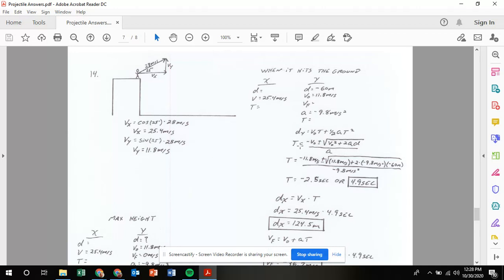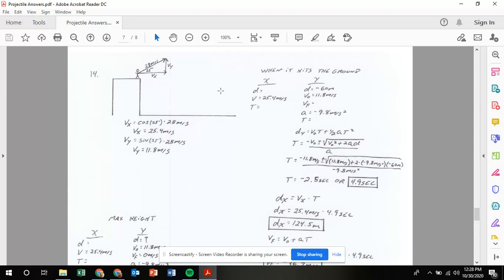The quadratic formula solving for t is t equals negative v naught plus or minus the square root of v naught squared plus 2ad, divided by a. We can plug in the numbers that we have up here in our column, plug this into our calculator, and we get two options. Either the time is negative 2.5 seconds or it's 4.9 seconds. Obviously, negative time doesn't make any sense, so the correct answer is 4.9 seconds.